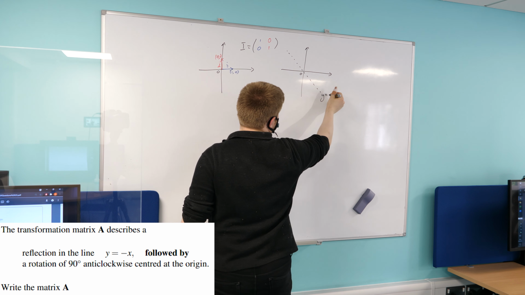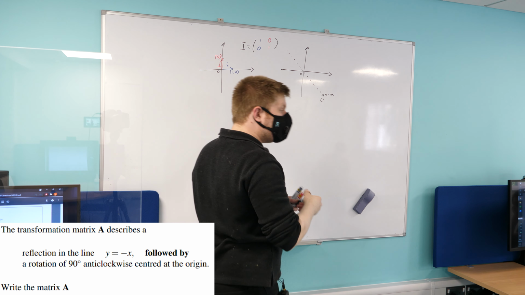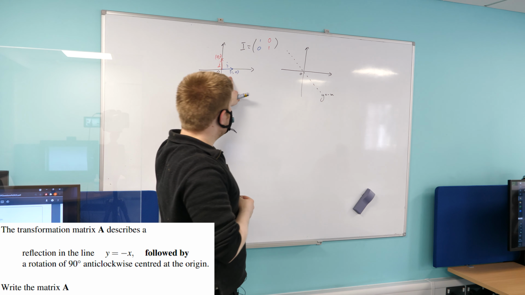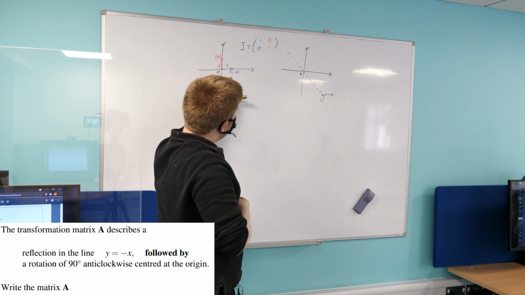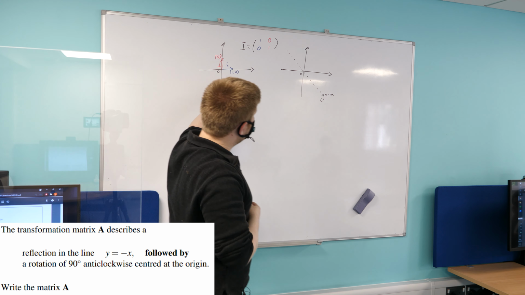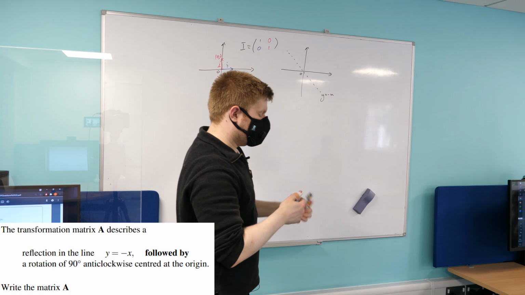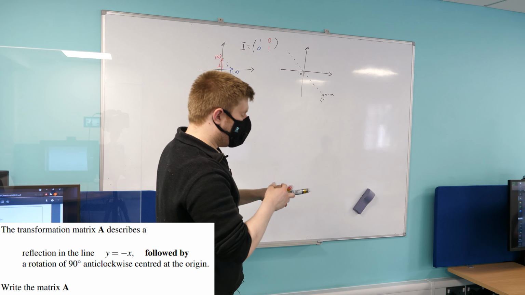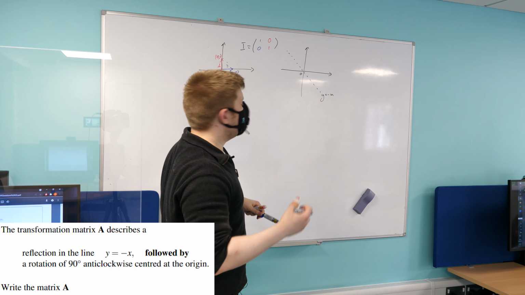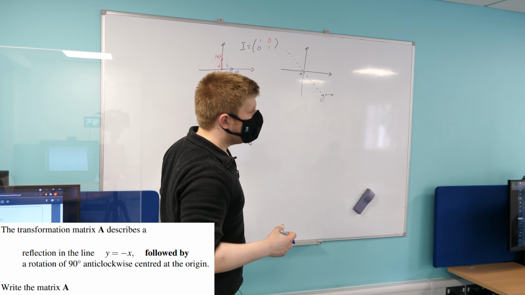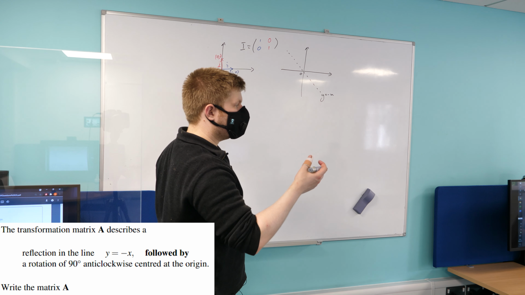Okay, so that's the line y equals negative x. If you think about it, I start with I and J positioned here, and then I reflect them in the line y equals negative x. So first of all, can you tell me where I would end up when I reflect it in the line y equals negative x? So it was there. Where would it end up now?